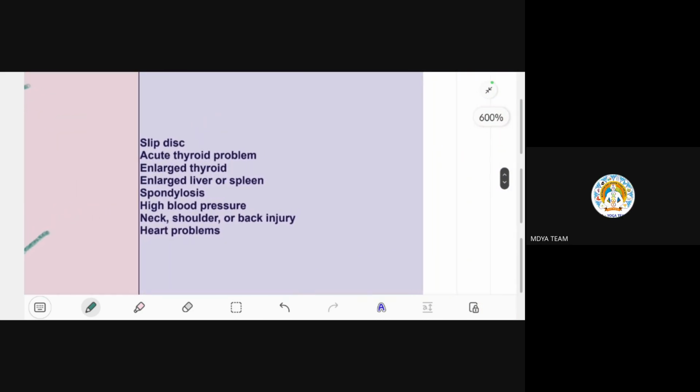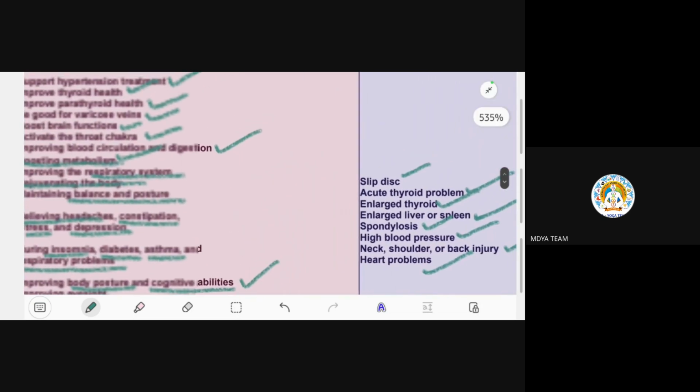Now, what are the contraindications? Slip disc, acute thyroid problem, enlarged thyroid, enlarged liver and spleen, spondylosis, high blood pressure, neck and back injuries, heart problems. Very general, you could relate it. These are very similar from one asana to another. So posture-wise, the problems would be the same, the contraindications would be the same, and the benefits would be the same. Again, you have to make a chart of the different properties and the different benefits from each asana.